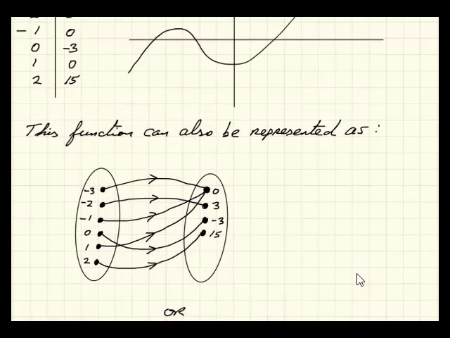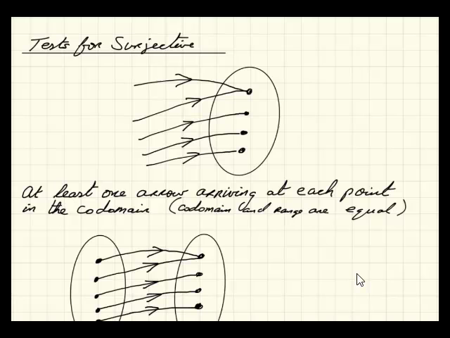So now that we're familiar again with all the ways of showing this function, let's look at how we test a function for surjective. And here's the simplest way of looking at the test. If there is at least one arrow arriving at each point in the codomain, well, then it's a surjective function. So just like we have shown here, you can see each point in the codomain has at least one arrow arriving. Another way of saying the same thing is that the codomain and the range are now equal. Each element in the codomain is used up.